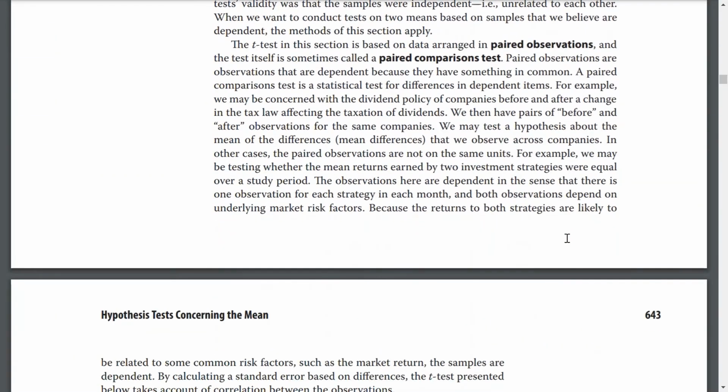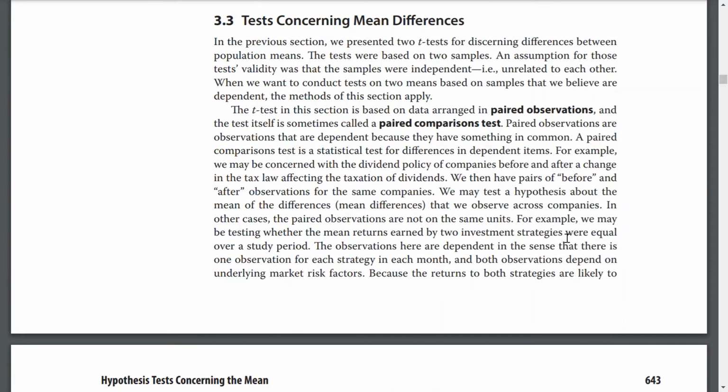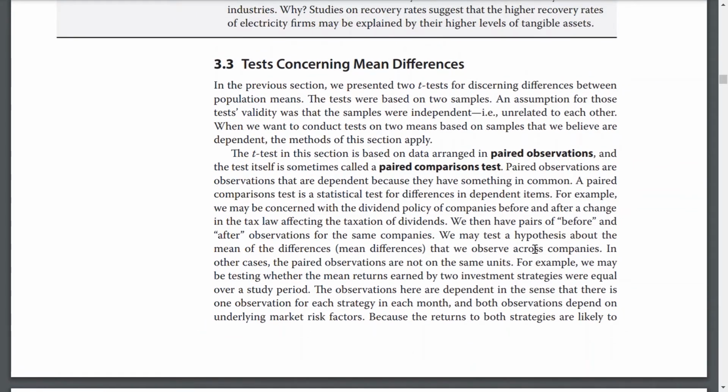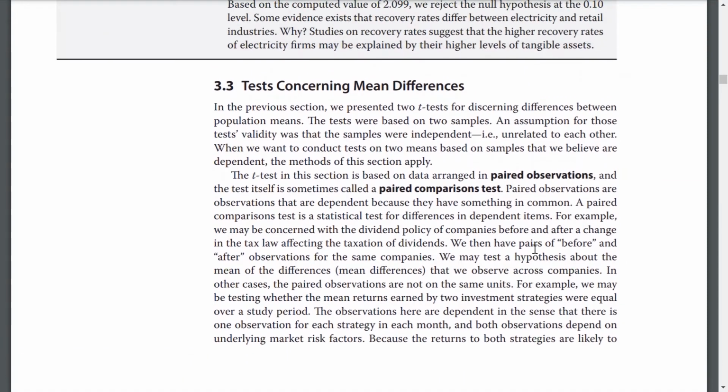Okay, 3.3, tests concerning mean differences. In the previous section, we presented two tests for discerning differences between population means. The tests were based on two samples. An assumption for those tests' validity was that the samples were independent, i.e. unrelated to each other. When we want to conduct tests on two means based on samples that we believe are dependent, the method of this section applies.